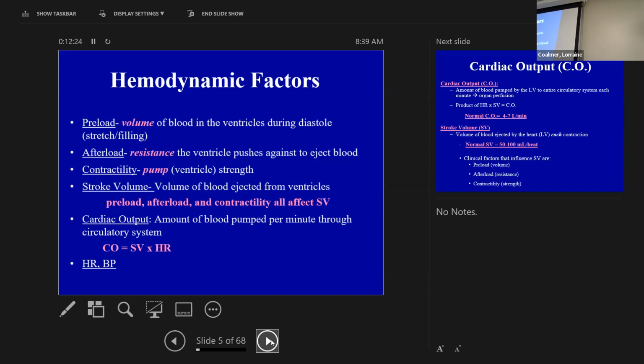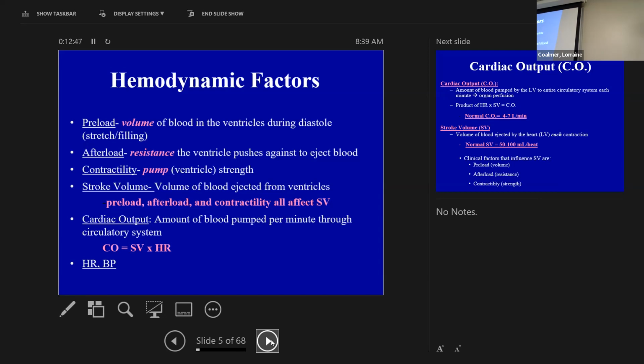Stroke volume is every time I contract out of my ejecting arm. Everybody got that? And if you look at this beautiful little table that I have, 60 to 70 milliliters every beat. So every beat, 60 to 70. That's all that the heart's pumping out. That's the stroke volume.